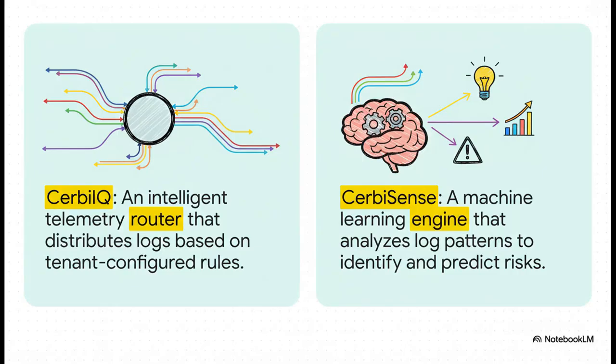And the vision doesn't stop with just enforcement. This is where it gets really cool. The future roadmap includes things like CerbiIQ, an intelligent router that can send specific logs exactly where they need to go based on the rules. And CerbiSense, a machine learning engine to actually analyze log patterns and predict risks before they even happen. Now we're talking about moving from governance to actual intelligence.